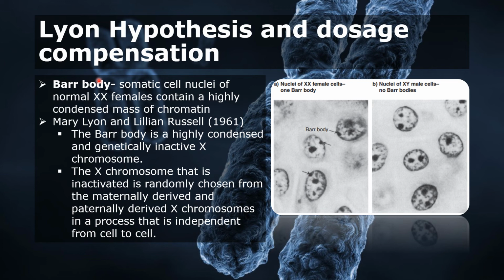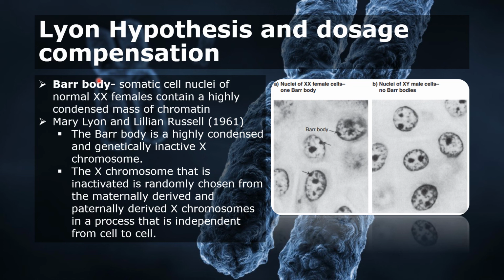In most organisms, a mechanism of dosage compensation has evolved in which the unequal dosage between the genders is corrected by increasing the activity of genes in the X chromosome in males, or reducing the activity of genes in the X chromosomes in females. The somatic nuclei of a normal female contain a highly condensed mass of chromatin, which we call the Barr body, named after Murray Barr, who discovered it. Take note that it is not found in the nuclei of normal male cells.